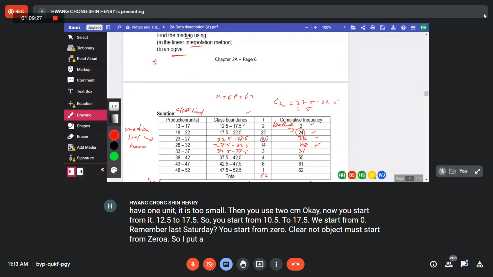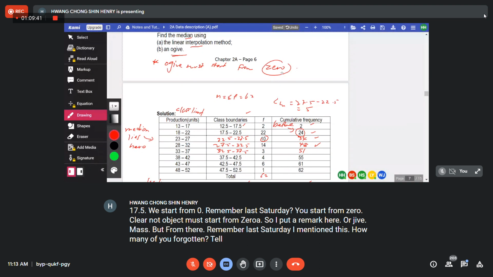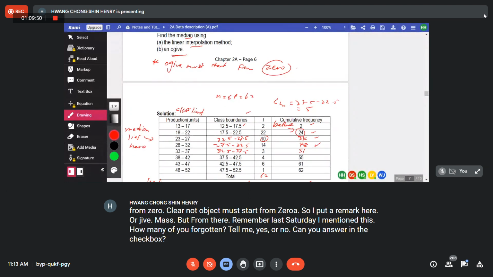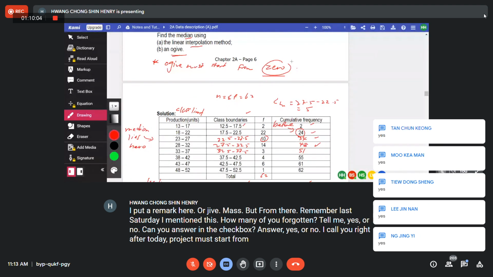So I put a remark here. Ogive must start from where? Remember last Saturday I mentioned this? How many of you have forgotten? Tell me yes or no. Can you answer in the chat box? Answer yes or no. I told you last Saturday, Ogive must start from 0. Yes, isn't it?